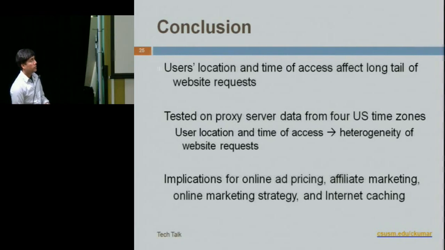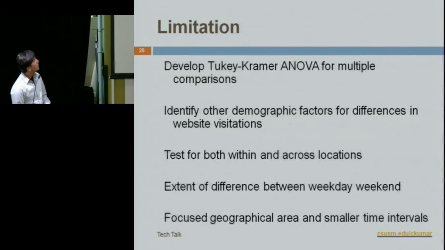And to our knowledge, ours is the first study to demonstrate these location and time of access differences for long tail behavior. And we believe that this has implications for online ad pricing, for affiliate marketing, for online marketing strategy, and also for internet caching as the 4 areas that we could identify. So I think that's that.